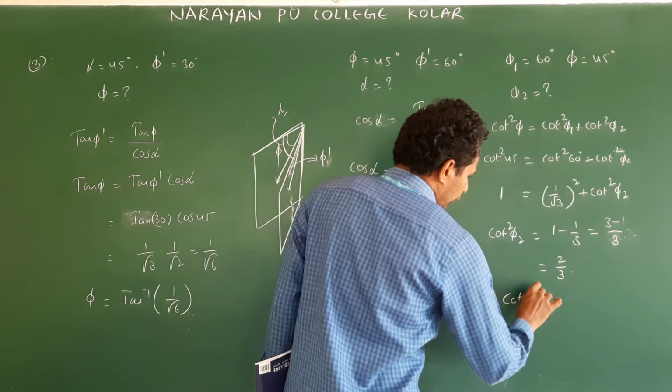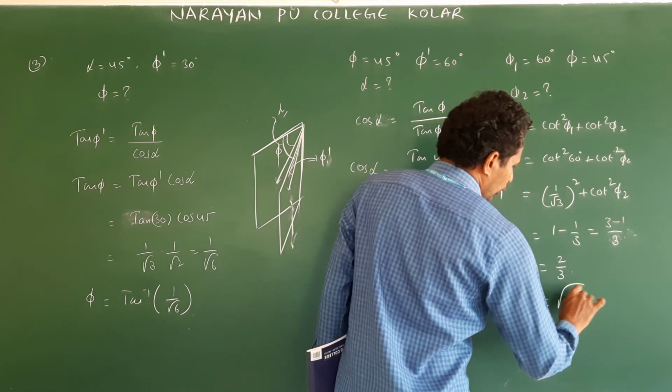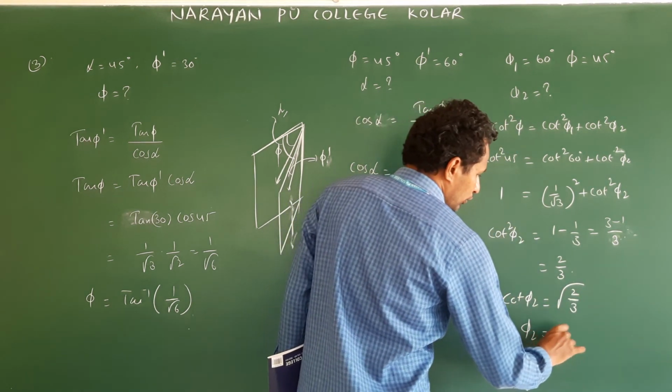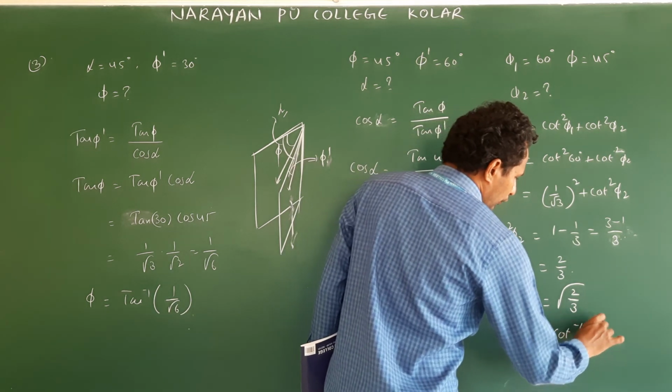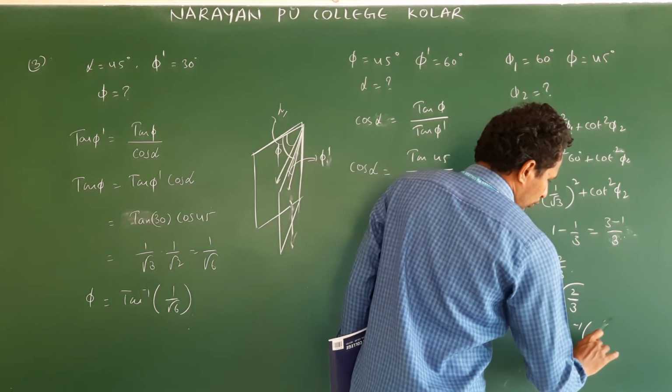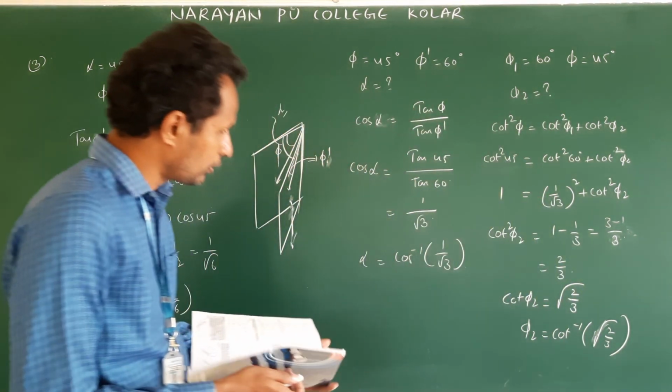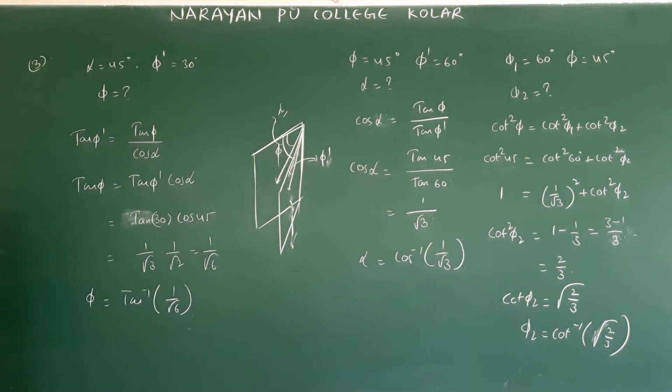Then cot phi 2 is equal to root 2 by 3. Am I correct? Phi 2 is equal to cot inverse of root 2 by 3. Clear? So make a note.